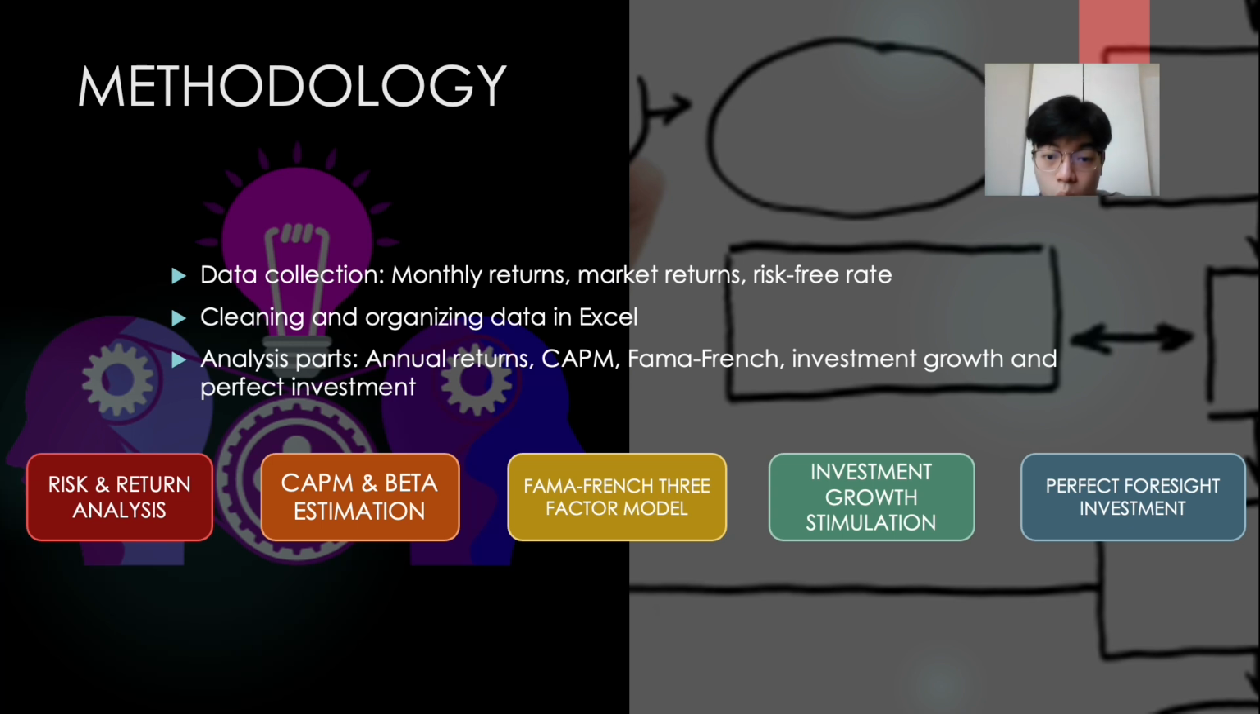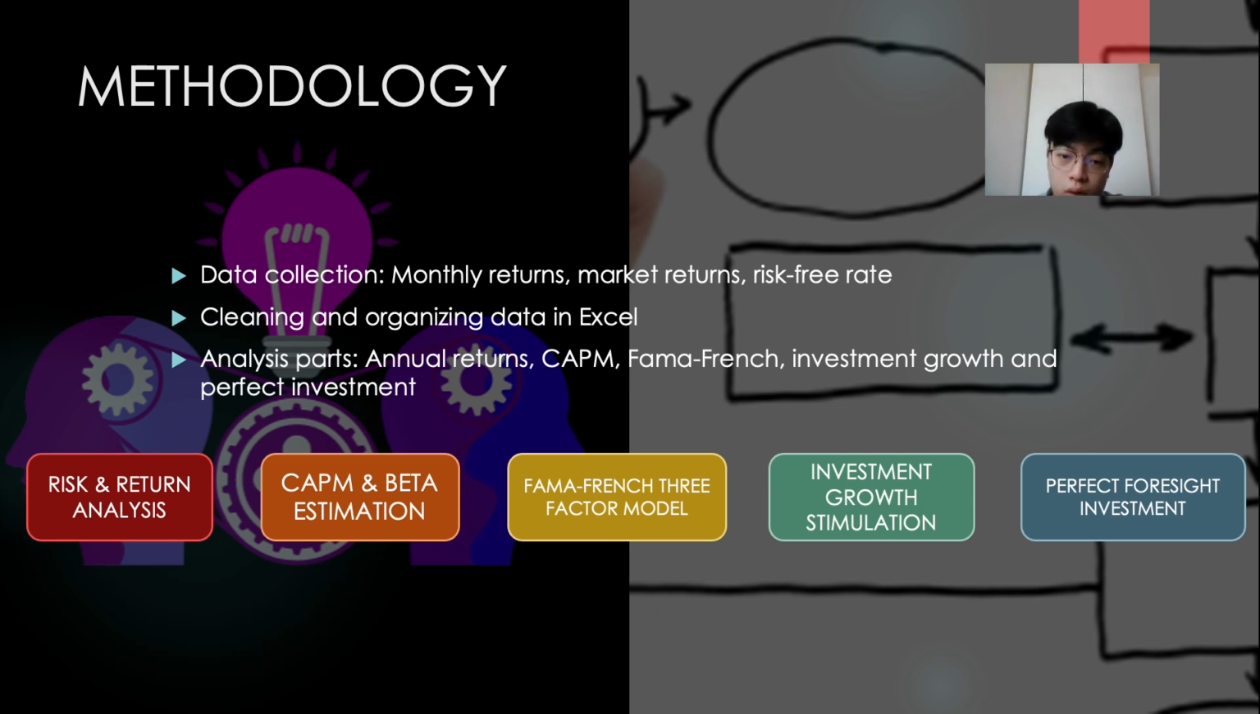And the next part, part D, is the investment growth simulation. We simulate the growth of a $1 investment from January 2019 to December 2023. We calculate the growth by multiplying the initial investment by 1 plus the monthly return for each subsequent month. Then we visualize this result in a growth graph showing how this investment would have grown over time for each stock.